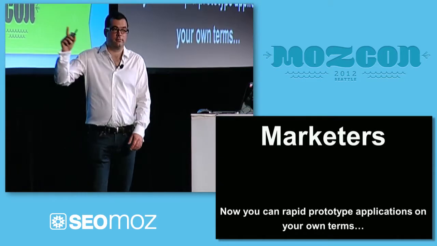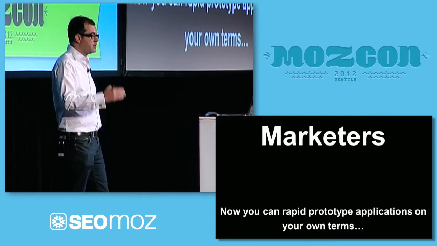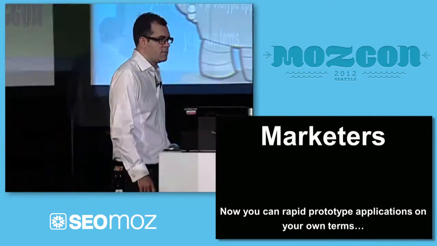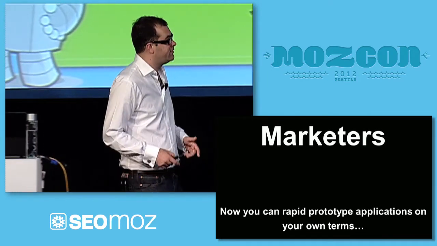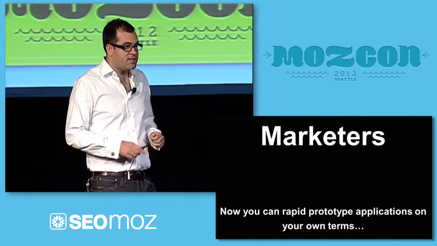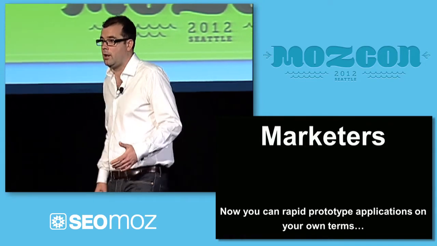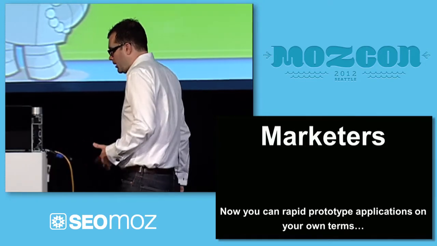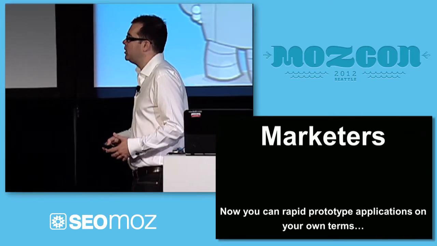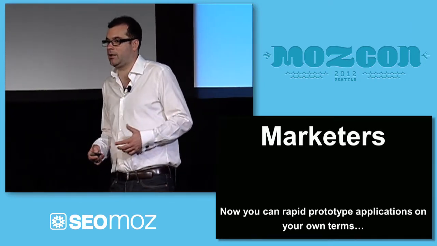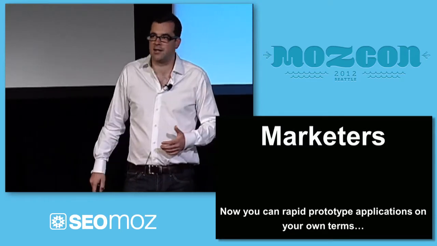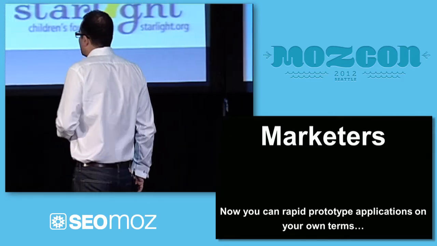So marketers, now you can rapid prototype applications on your own terms, right? We don't have to be developers to work with APIs. It's really easy to do. It's easy to do in Excel. It's easy to do in Google Docs. So you can build stuff that you want to describe to your development team to make a reality, which I'm really excited about.